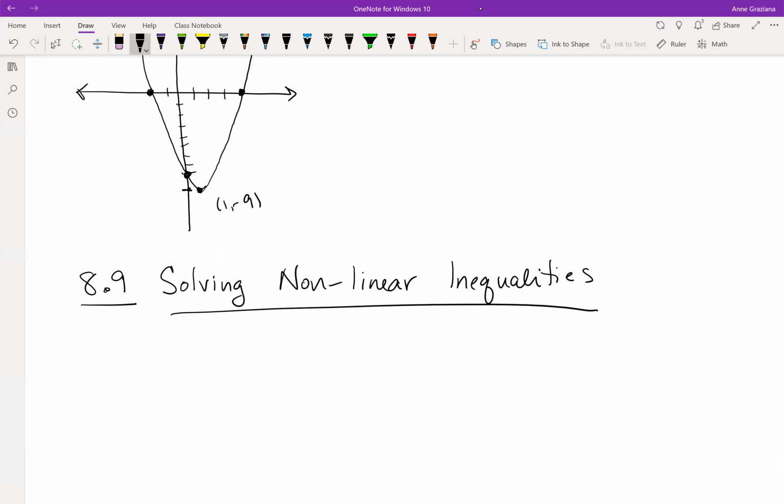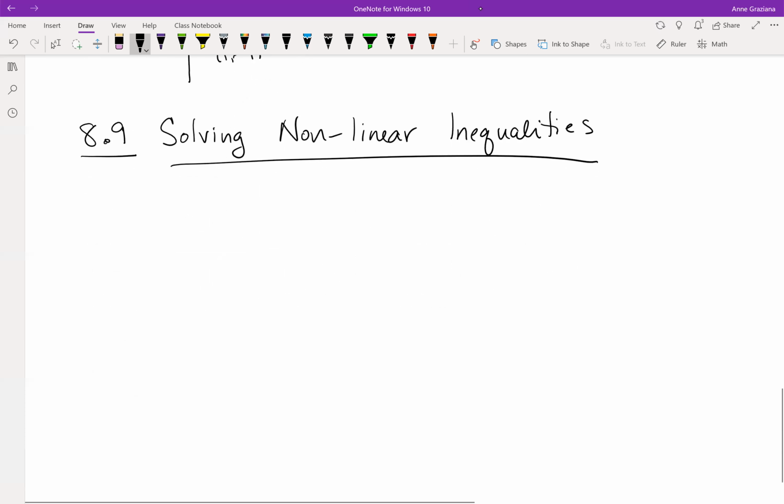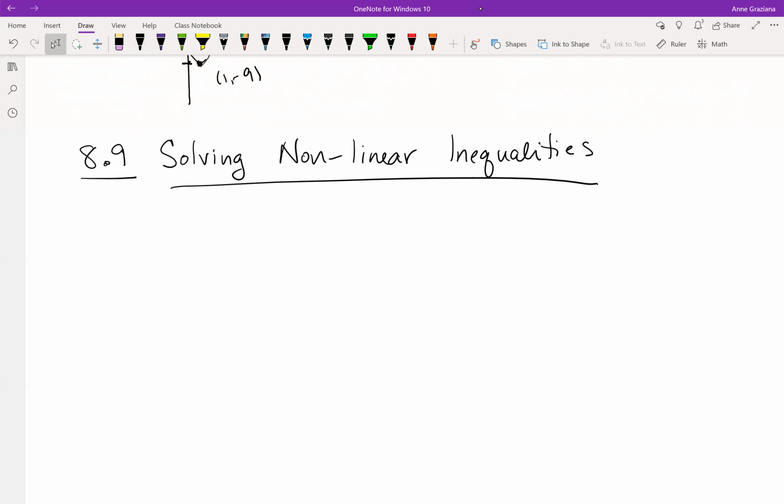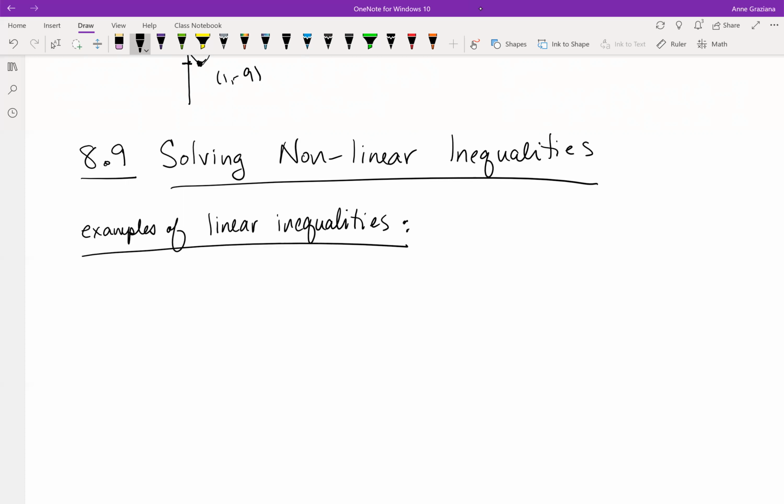Okay. Now, earlier this semester, I spent a lot of time talking about what looks like a line and what doesn't. And part of that was in anticipation of this section. Okay. So let's look at examples of linear inequalities. First understand, what does that look like? We've already done a ton of these. So here's an example. Negative 2x plus 4 is less than or equal to 8.